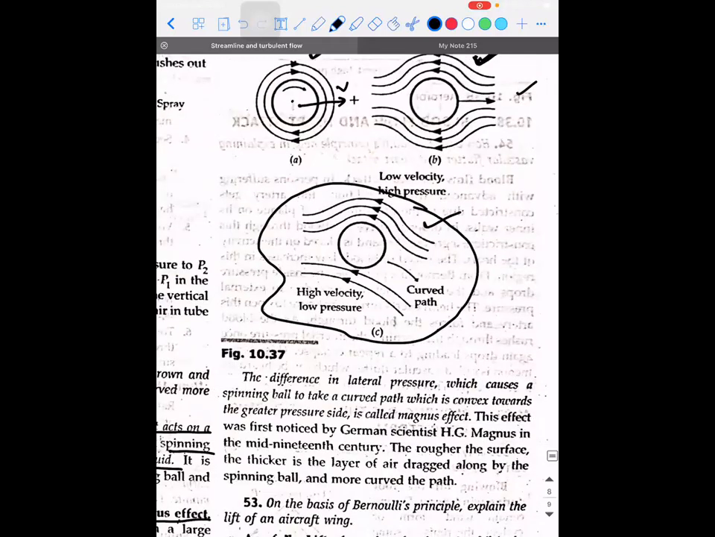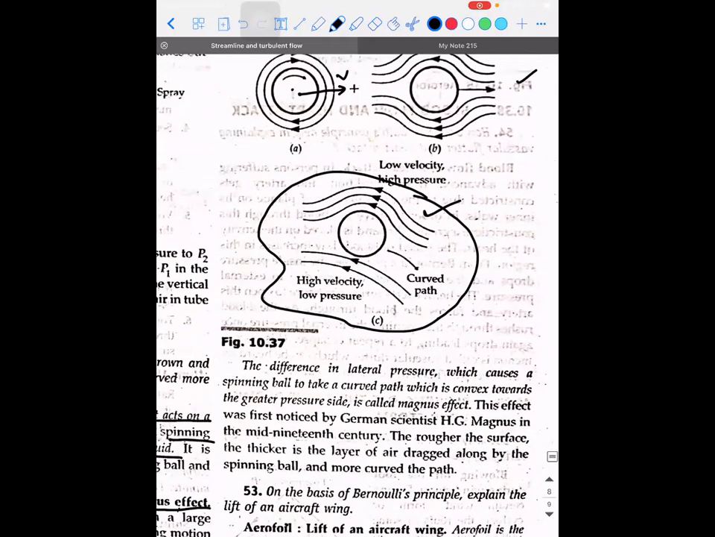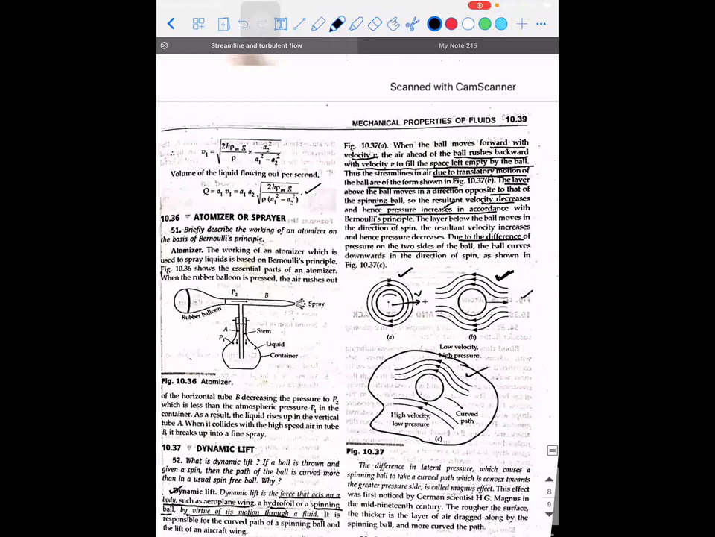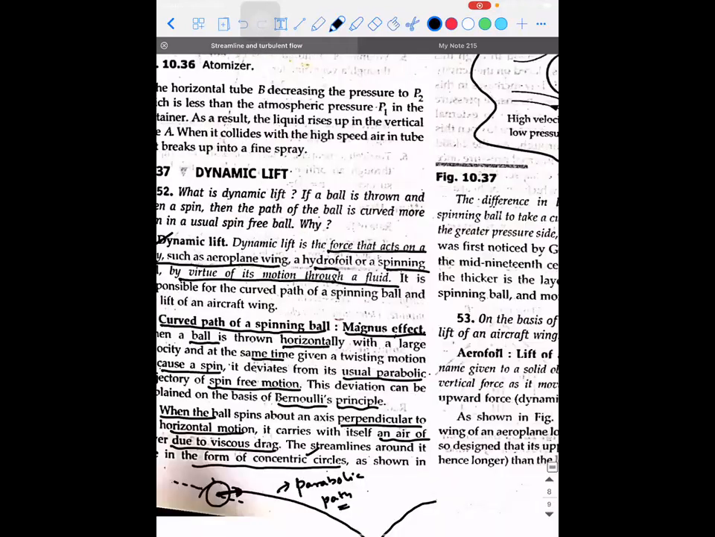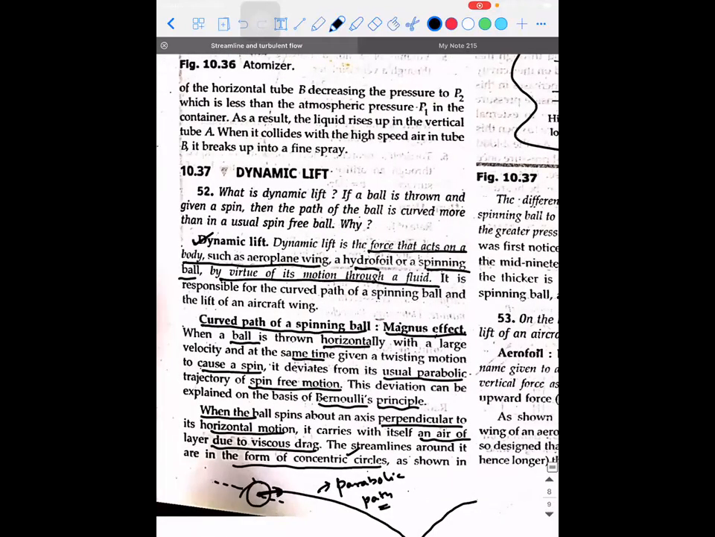Sir, can you show the Magnus effect definition, sir? Can you write that Magnus? There is no definition at all. There is no definition for the Magnus effect. This kind of an effect where a ball spins is what is called the Magnus effect.